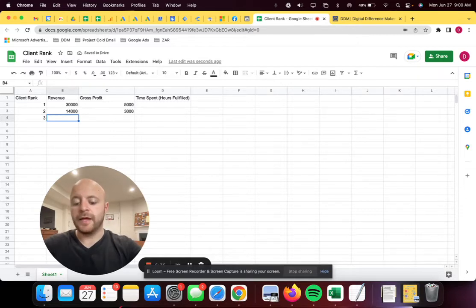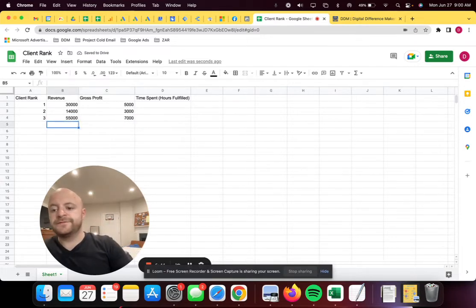And then maybe another client is 55,000 and then 7,000. I mean, it'll be relative. Revenue or gross profit will be relative to revenue. And this is gross profit, I mean, before COGS and all that good stuff. So these are the main factors that are going to determine client rank.